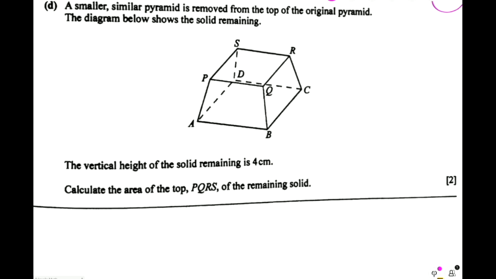And the next one. Okay, so a smaller similar pyramid is removed from the top of the original pyramid. The diagram shows the solid remaining. Vertical height is 4. Calculate the area of the top PQRS of the remaining solid. Wow. Okay, so they chop off something at the top. The vertical height is 4, from here down here. This is 4. Let's chop off about 16.